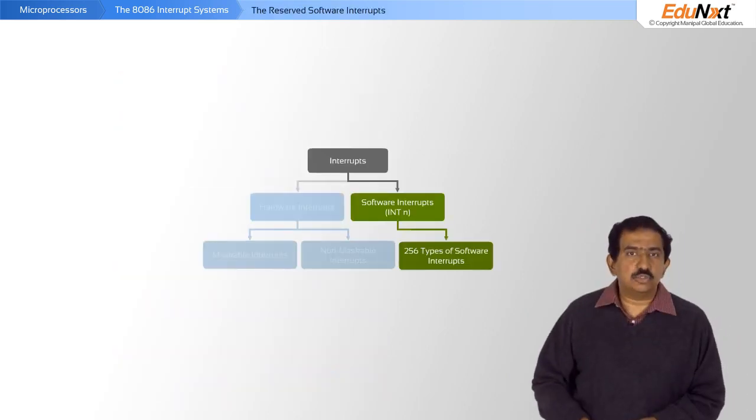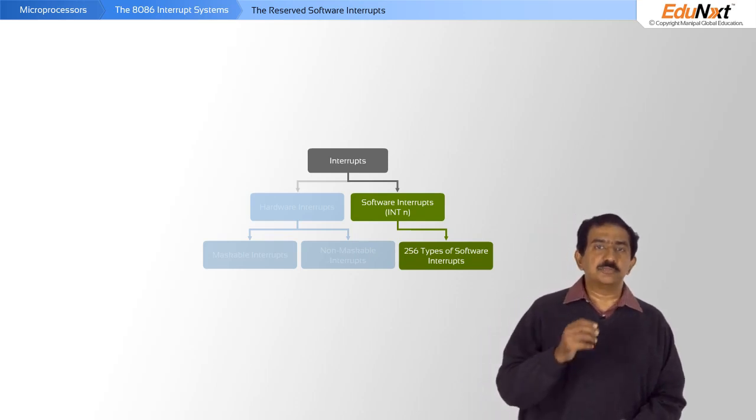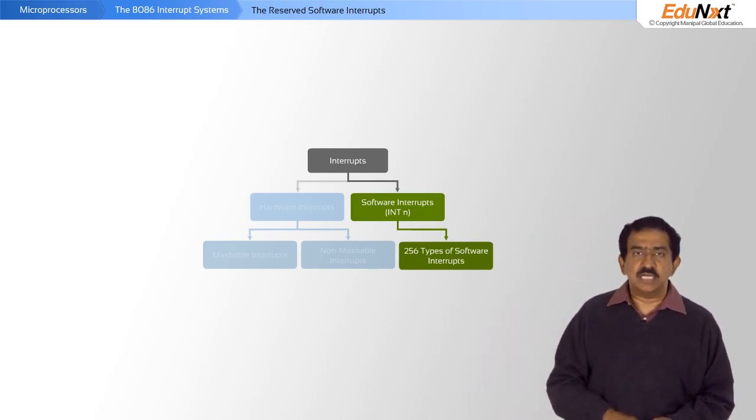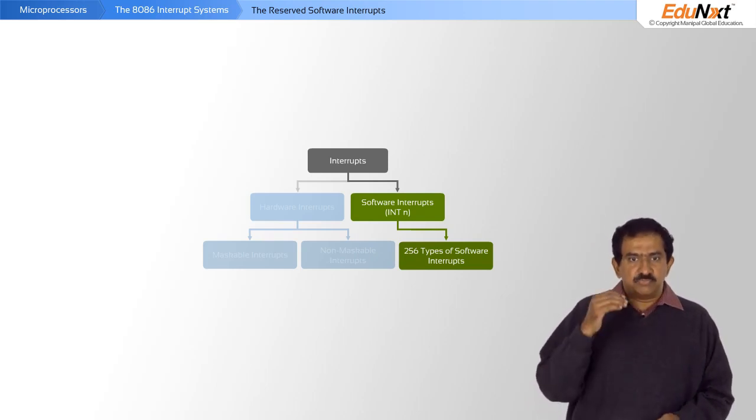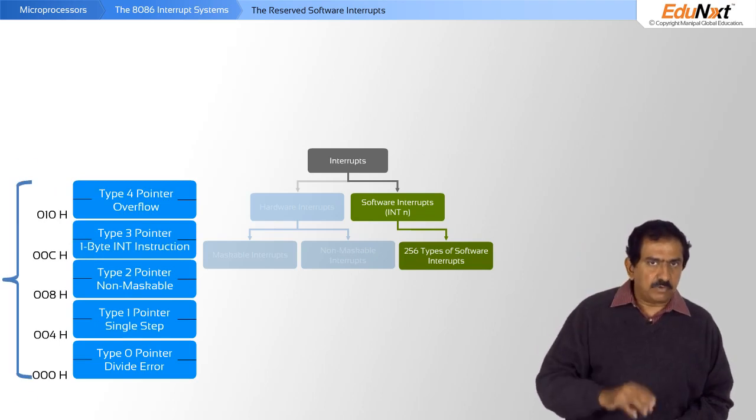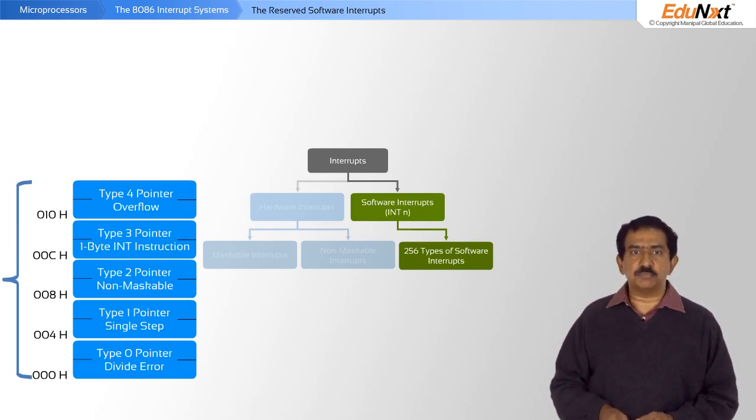The architects of the 8086 have reserved a set of interrupts for specific uses. Out of the 256 that we have, some are really reserved. That's type 0, type 1, type 2, type 3 and type 4. The 5 bottommost kinds of interrupts are reserved for special purposes.